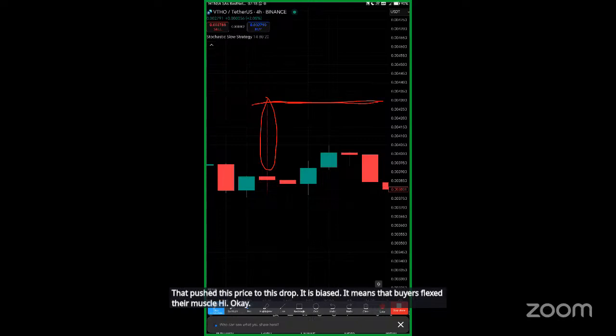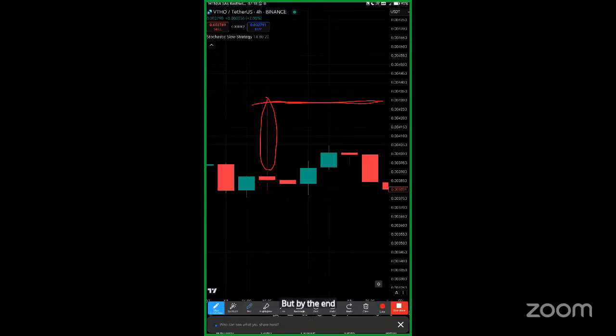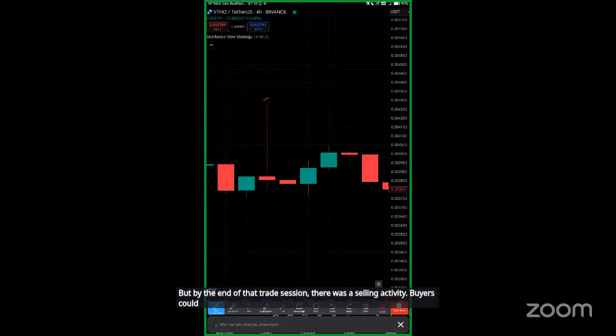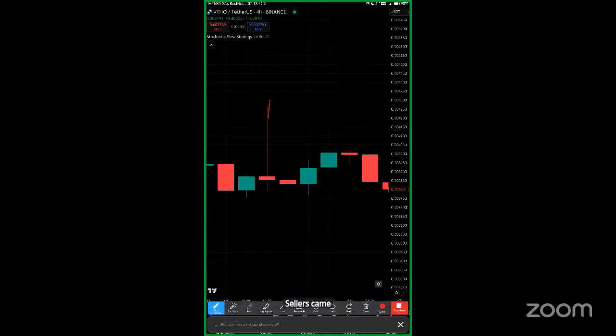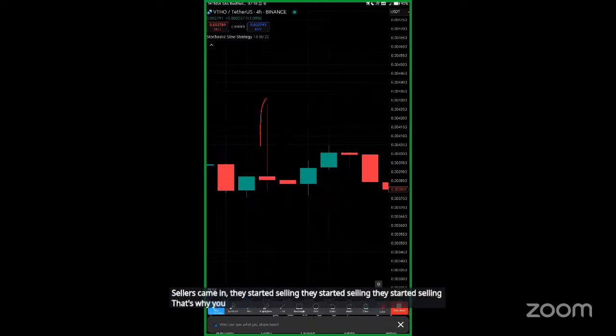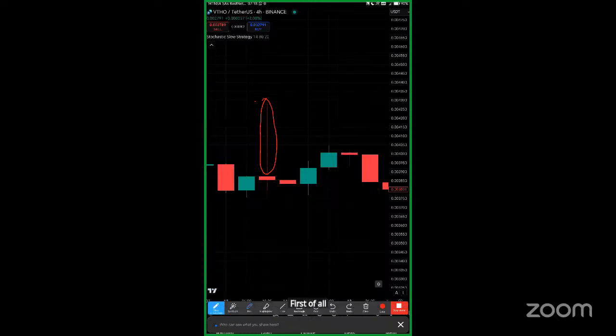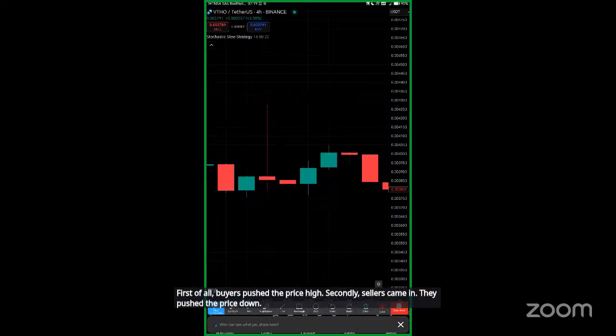But by the end of that trade session, there was selling activity. Buyers could not maintain the price on top. Sellers came in, they started selling, they kept selling. That's why you see the creation of the longer upper shadow. First, buyers pushed the price high. Secondly, sellers came in and pushed the price down. That's why there is a longer upper shadow.